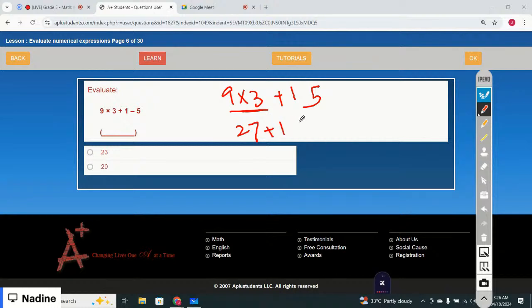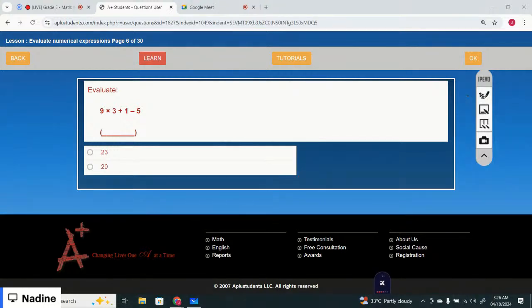Then you have to add 27 plus 1 minus 5. 27 plus 1 is 28, and 28 minus 5 is 23. Very good. The correct option is option number 1, that is 23. Very good, everyone.